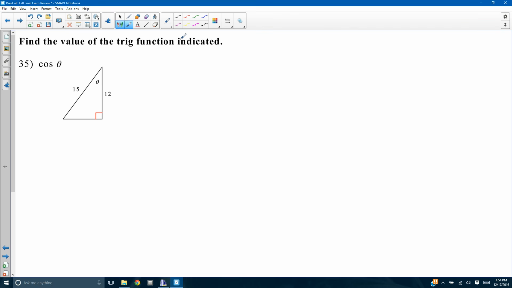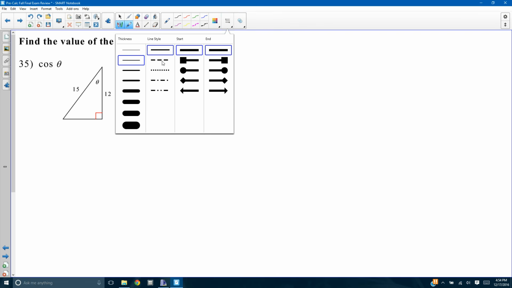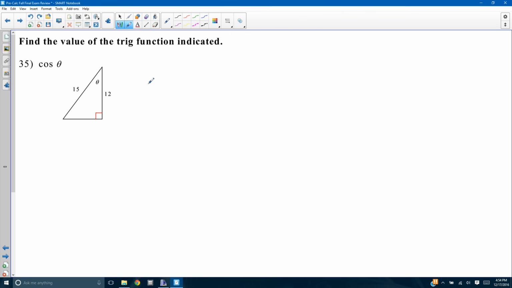Number 35, find the value of the trig function indicated. So all they're asking you to do is write out the ratio. Now, if the fraction can be reduced, please do that as well. Cosine of theta, that is adjacent over hypotenuse.